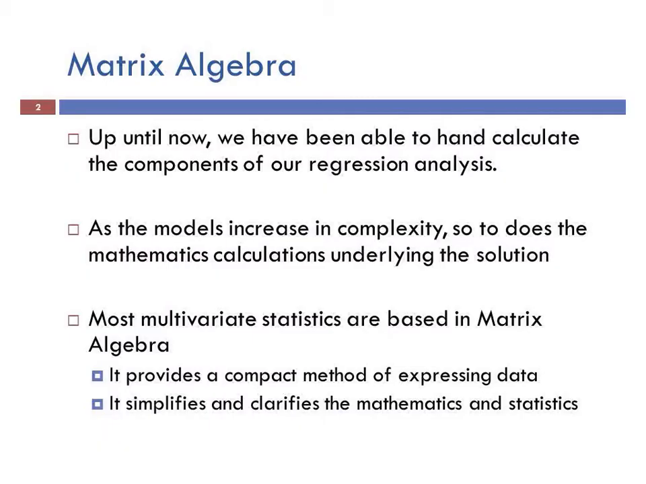Now, matrix algebra. Up until now, we've done all of these calculations in bivariate and multiple regression by hand. However, as models increase in complexity, and really what we might mean by that is adding additional independent variables or predictor variables, the mathematical calculations underlying the solution also become extremely complex. So what we have to understand from this class is that most multivariate statistics are based in matrix algebra. They're not based in the geometric or algebraic equations that we've been doing for the first few weeks of this class. So understanding matrix algebra will help you better understand the material that we're going to cover in the end of 720 and throughout the rest of the semester.